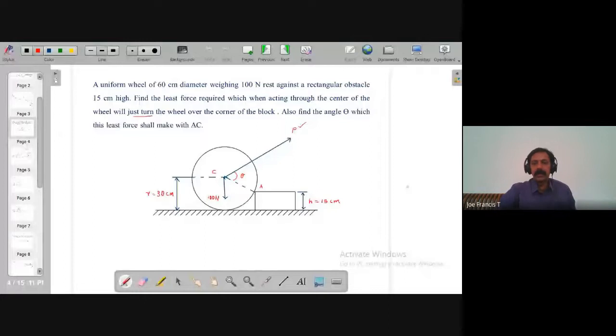So another figure is given to us, a wheel, right? So there is a wheel like this. It rests against a rectangular block, it rests here against the block. It is being pulled with a force P. So when it is pulled, this wheel will overturn, it will rotate, turn with respect to point A.